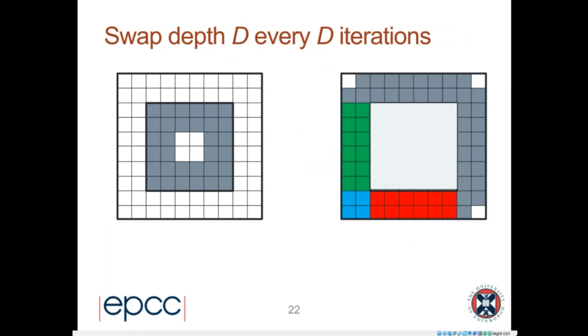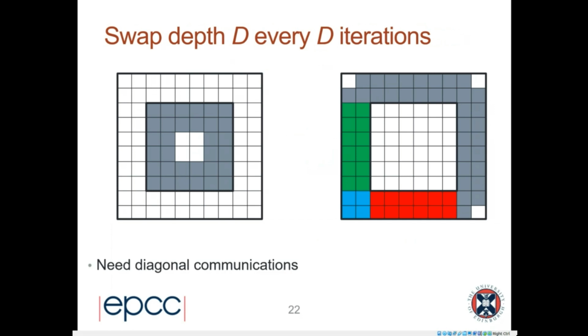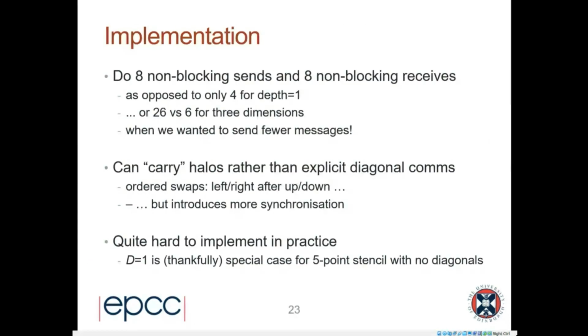It's not a panacea. So I'm skipping over a bit here, but people often say I will do deep halos, and that's not always beneficial. You need diagonal communications, and it's even worse in 3 dimensions. You go from 6 communications to 26. Now, there are ways to mitigate that, but it's swings and roundabouts.